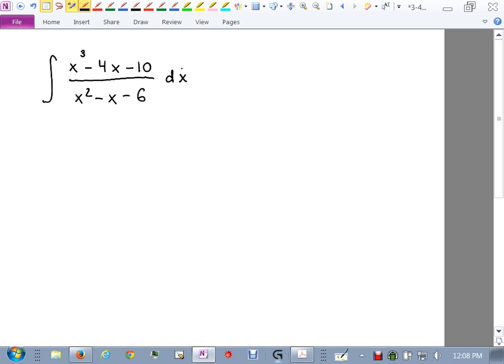Integration by parts? No. But we have a polynomial over polynomial. The degree up here is higher than this one, so long division to start. All right, start with long division.